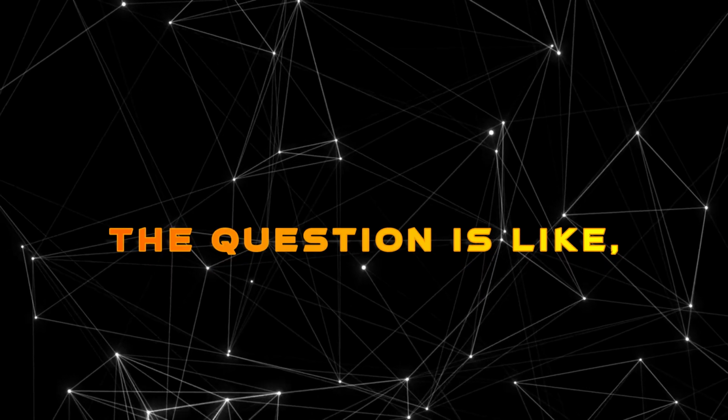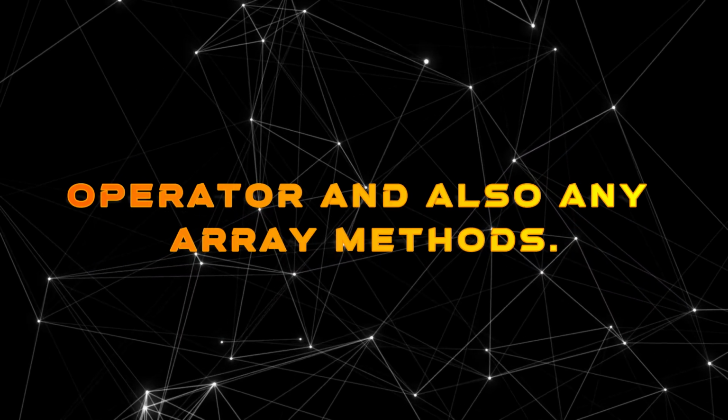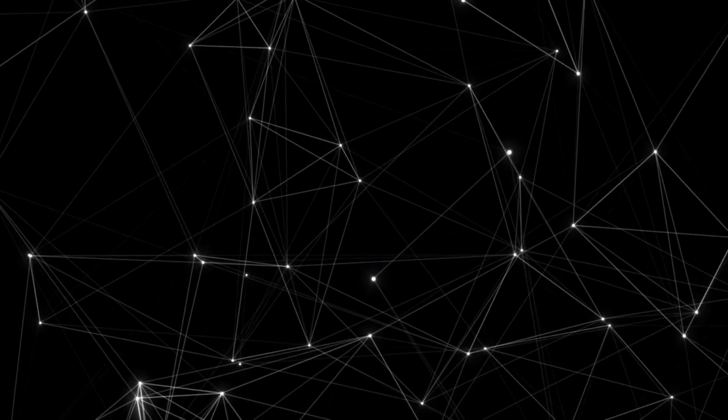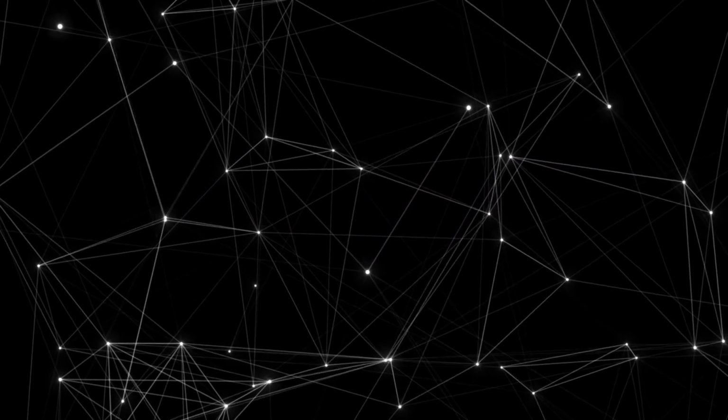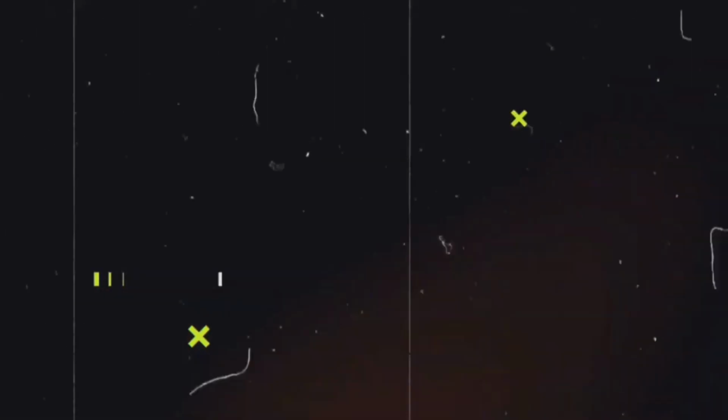One of the questions was to multiply two numbers without using the multiply operator and also without any array method. Okay. Yeah, somehow I used the addition operator and I have done that. Okay. Nice to know.